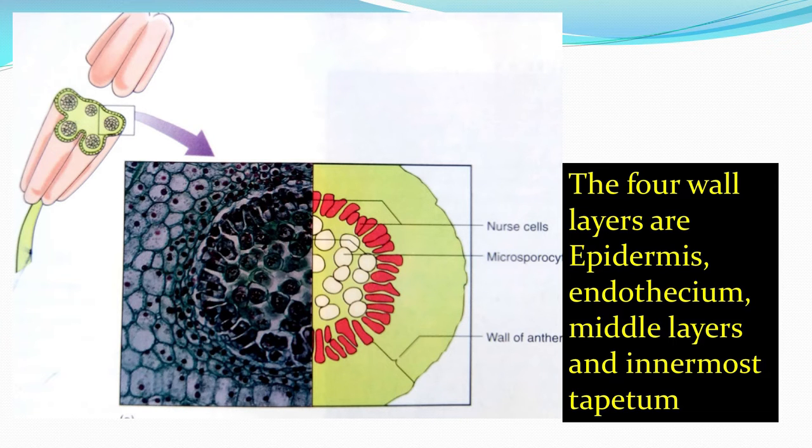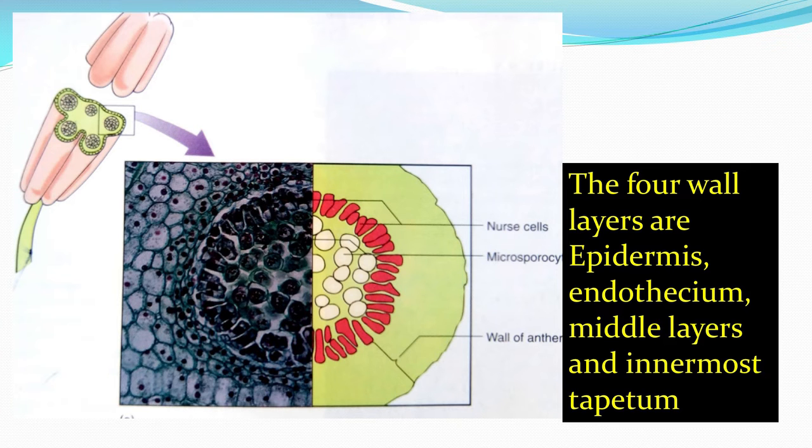Now, let us have a look at the anther wall. The anther wall consists of four layers. From the outer side, the outermost one is the epidermis, brick-shaped, flattened cells, right? It is a continuous structure. Inner to that is the endothecium. Endothecium is a single layer of cells.